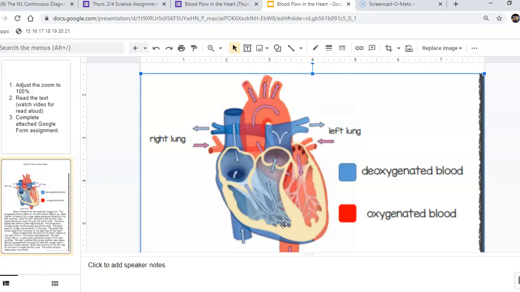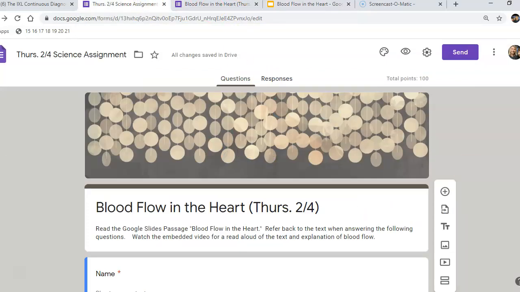And if you go long enough without oxygen, those cells die, and you could become brain dead, which essentially means that you are dead. And of course, that would be the outcome. All right, let's move on to the questions.